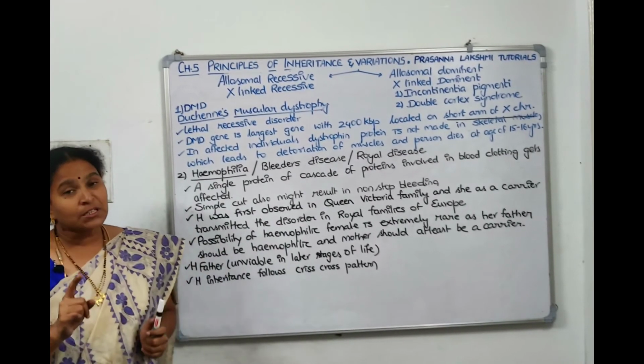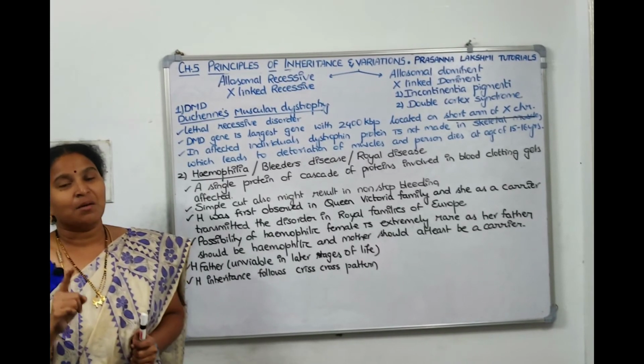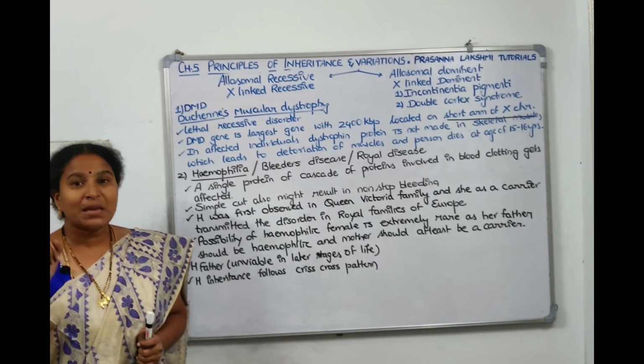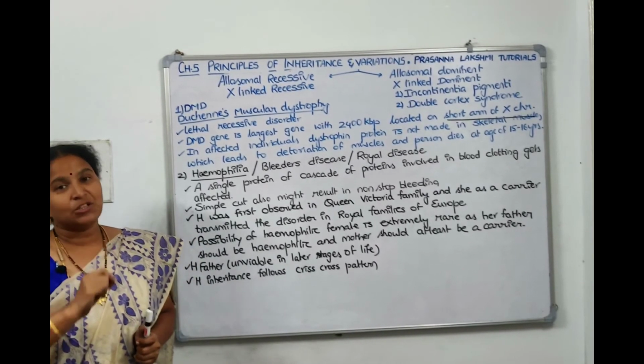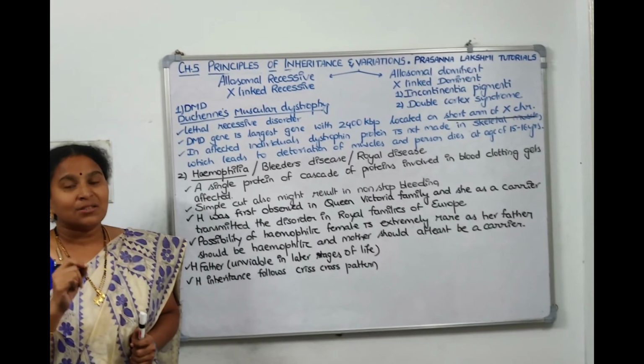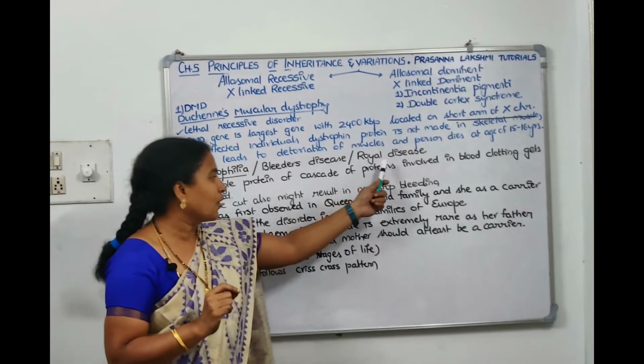It was first observed in Queen Victoria. Mutation happened in Queen Victoria. She became the carrier. Her X chromosome has the hemophilic gene. She became the carrier, and then she spread it in the royal families of Europe. That's why it's also called royal disease.